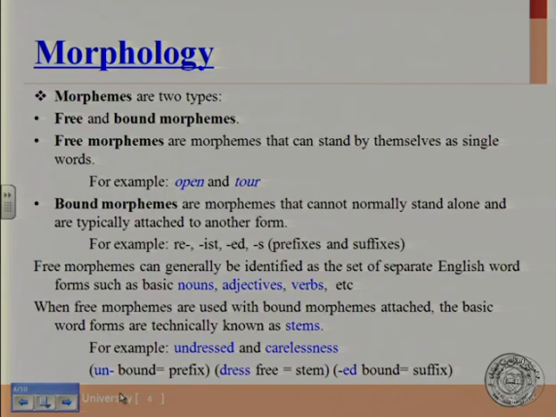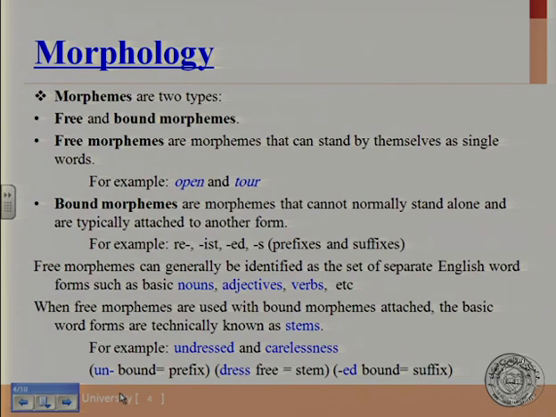Now, morphemes are of two types. We have free morphemes and bound morphemes. Free morphemes are morphemes that can stand by themselves as single words. For example, words like open, tour, table, man, chair. These words are called free morphemes. Why? Because they can stand by themselves.